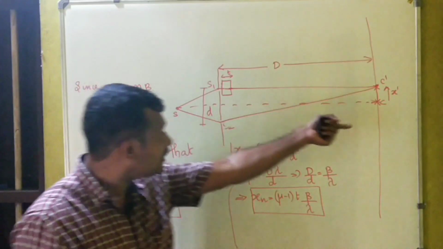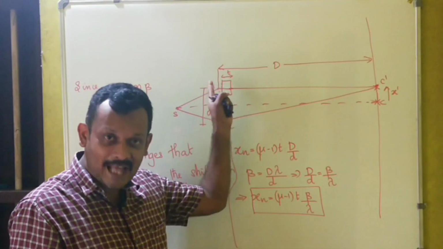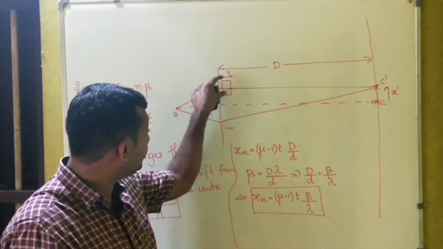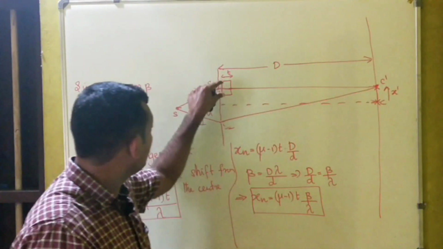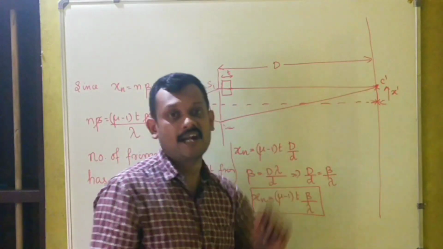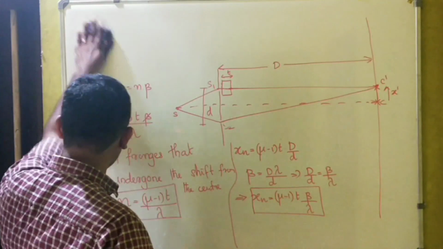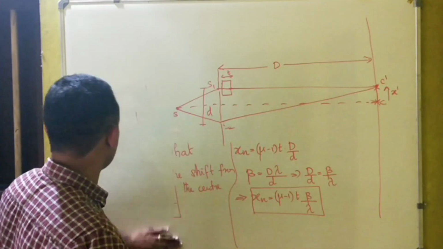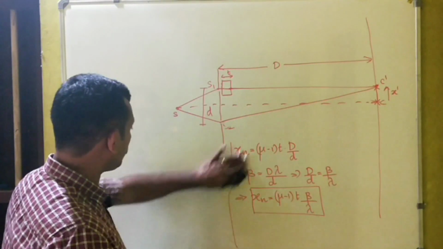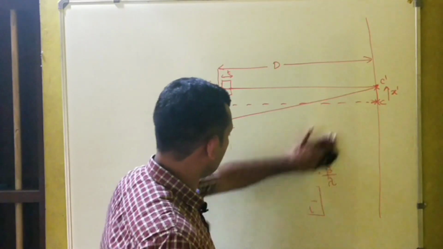And towards which direction has it shifted? It has shifted to that direction, in front of the slit where you have kept the transparent sheet. So this is an important thing to be understood regarding Young's double slit experiment. Very, very important, I am saying, regarding Young's double slit experiment.